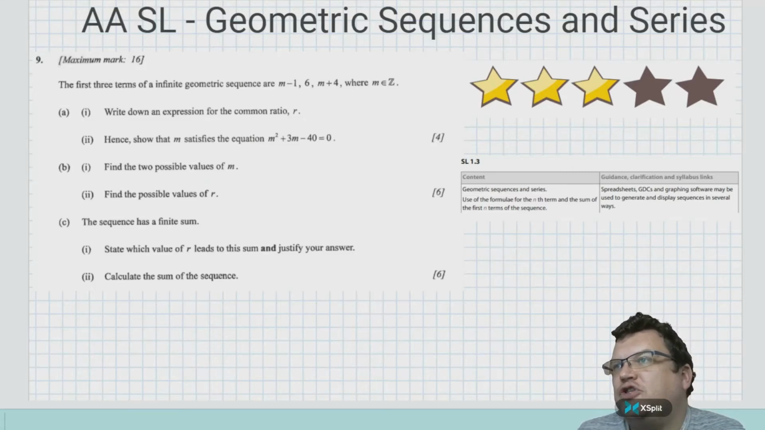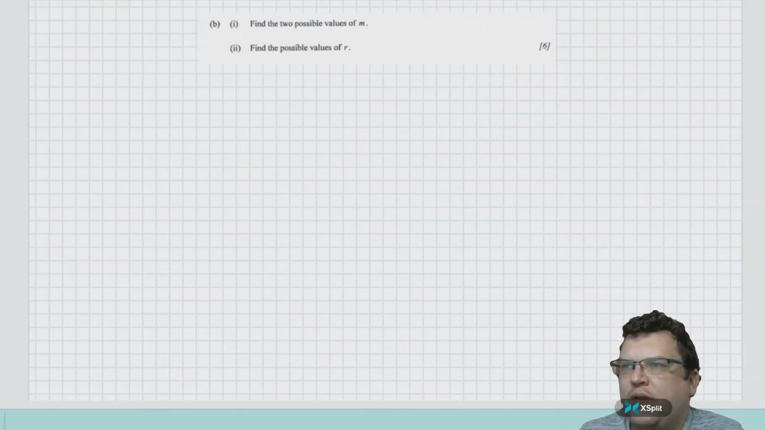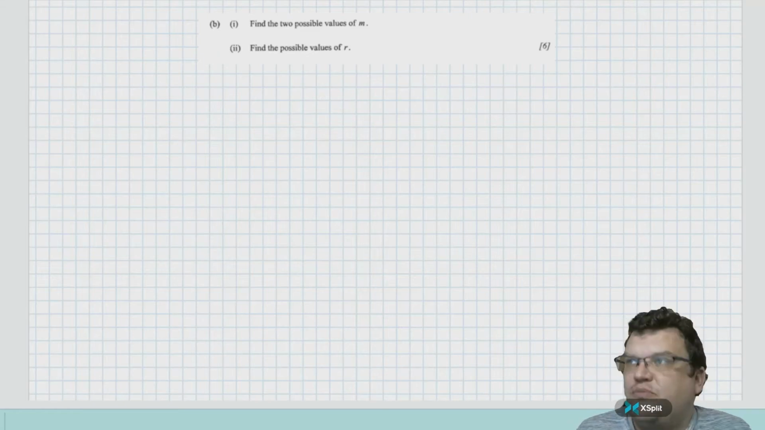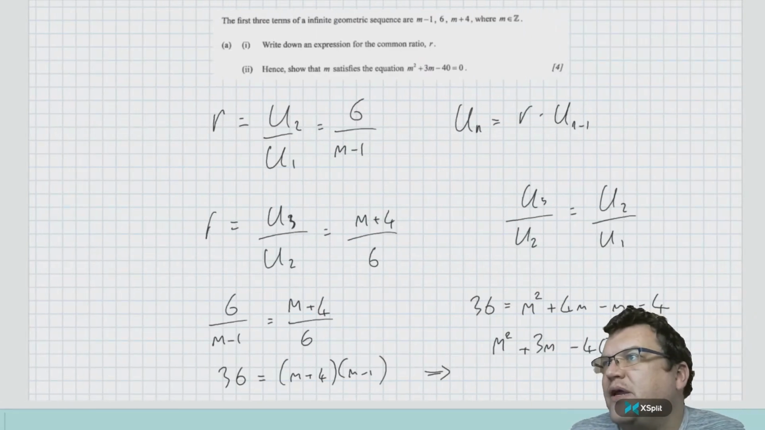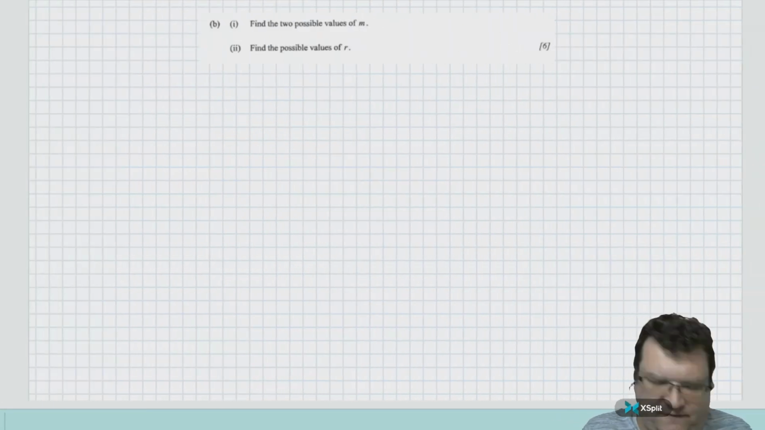All right, now find the two possible values of m. Well, what we're going to be looking at here, of course, is solving the quadratic given in the previous section. So let's just refresh our memory. That's m squared plus 3m minus 40.